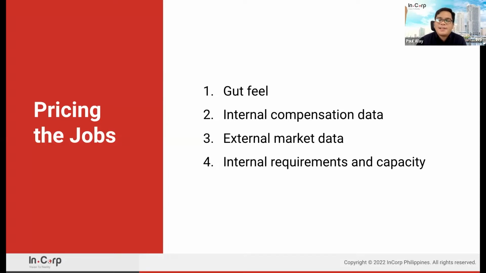And lastly, internal requirements and capacity. As mentioned earlier, one of the things that we should be keeping in mind is how much the company is able to pay its employees.